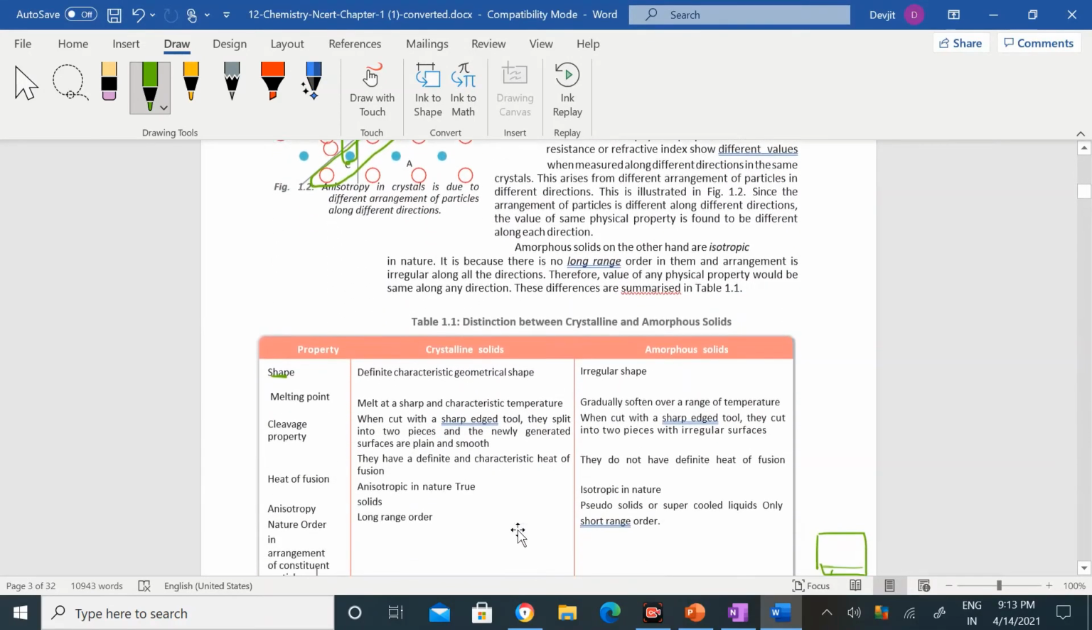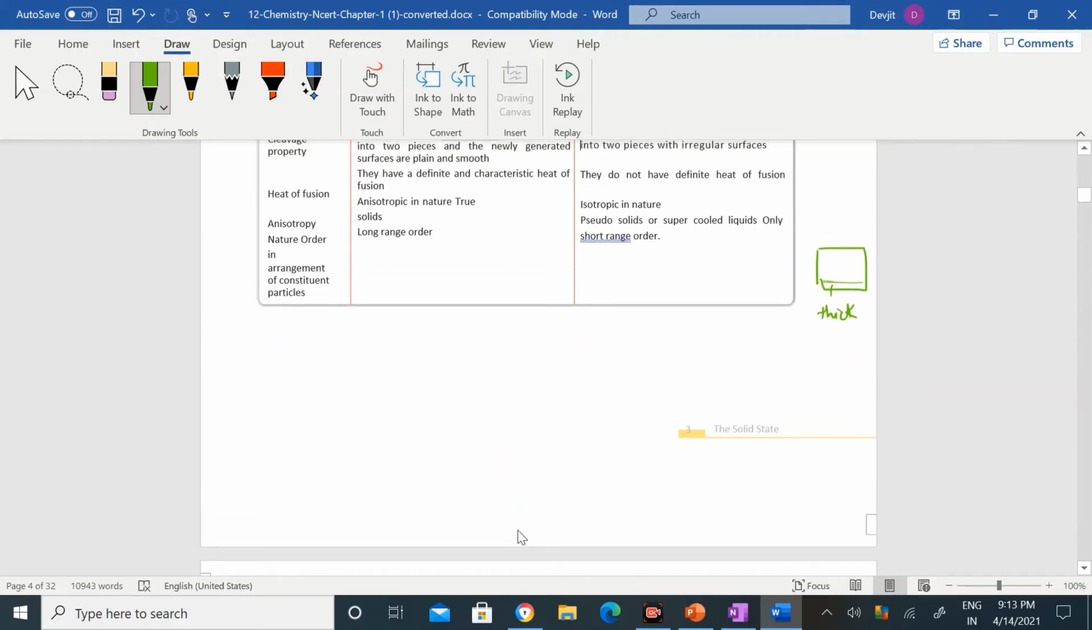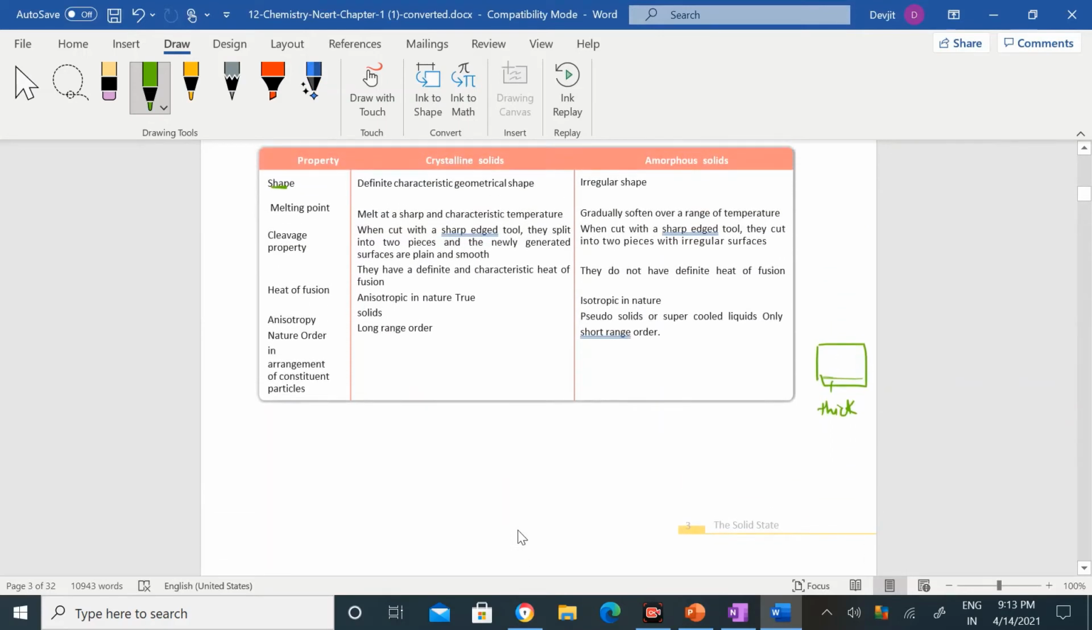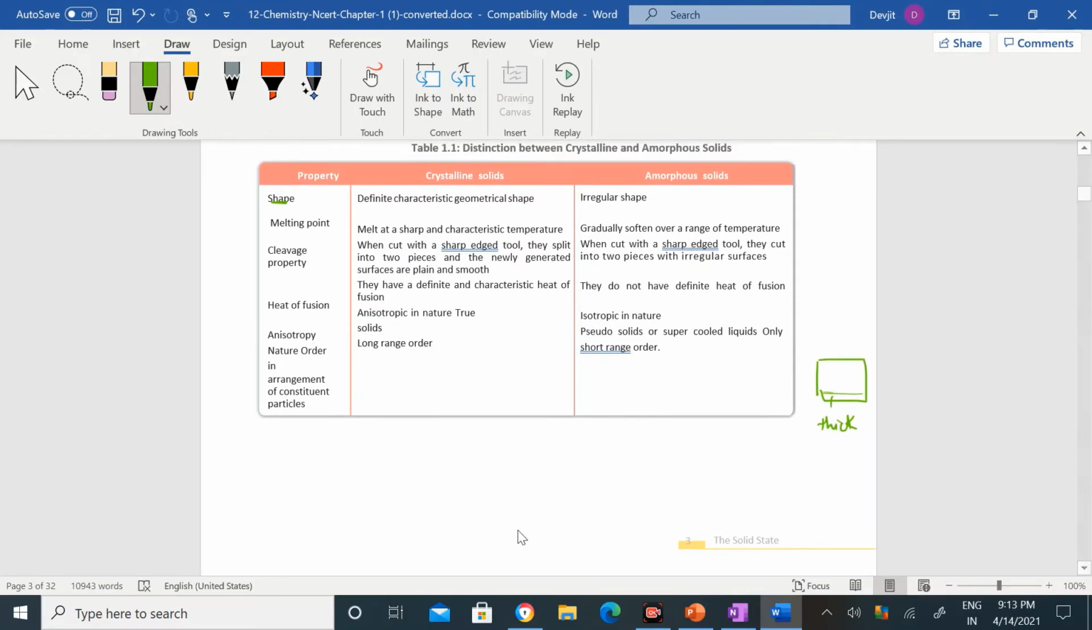So now coming to this table. After reading that content, please go through this table. This is very, very important, from your CBSE point of view and your JEE point of view. See, the first property is shape. In a crystalline solid, what we have seen is that the atoms are arranged in a regular pattern. Fine. So it will definitely have a geometric shape, right? But if there is no pattern, there is disorder, then it will have an irregular shape.